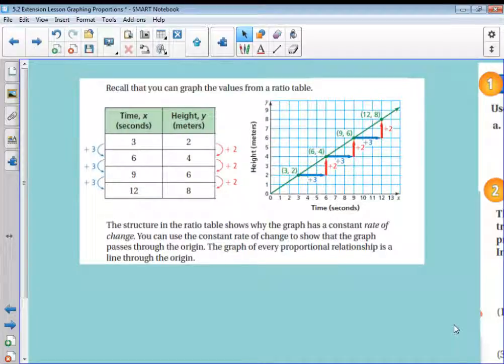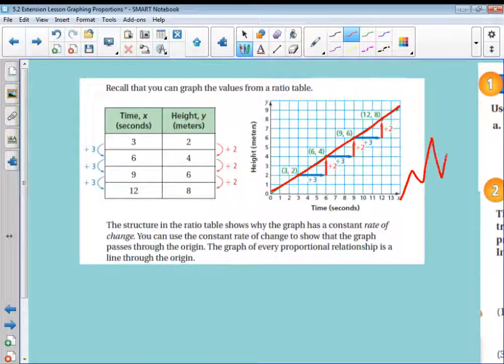It says the structure in the ratio table shows why the graph has a constant rate of change. So you'll notice that constant rate of change means that it's consistently going at the same pace the entire way. So you'll see with this line how it's a perfectly straight line going up. It's not zigzagging up and down and up and down again. It is a perfectly straight line.